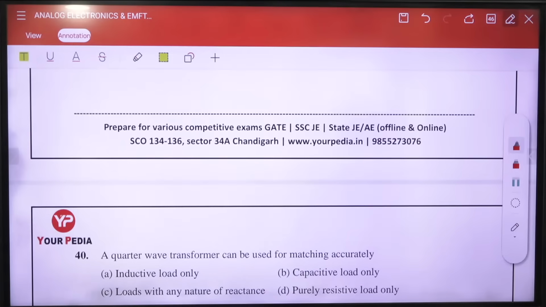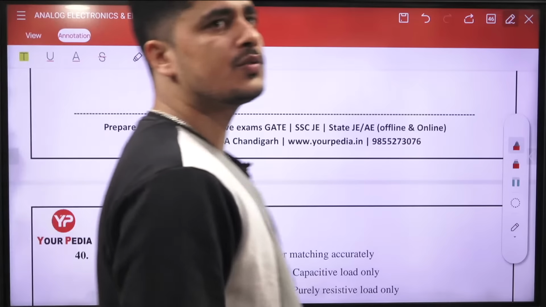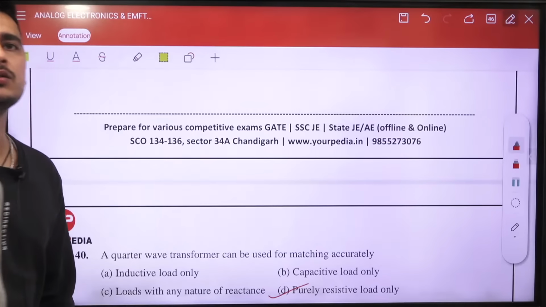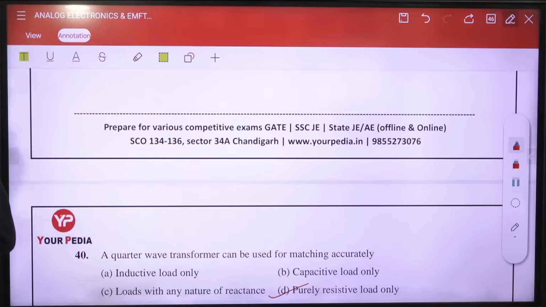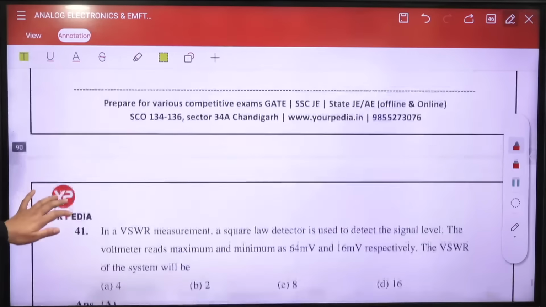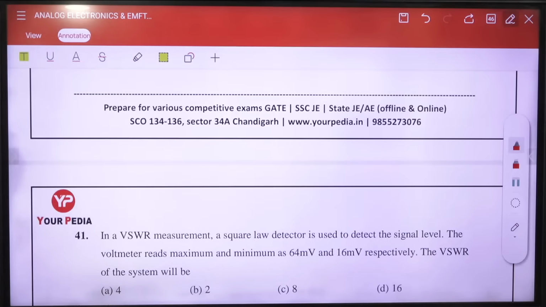The quarter wave transformer can be used for matching accurately which type of load? The quarter wave transformer is mostly used for resistive load. For non-resistive load, it will not work. For non-resistive load, we generally use a parallel transmission line for matching purpose, right? Parallel open circuited, or you can say shunt open circuit or short circuited line. Okay, that is the answer for this question.